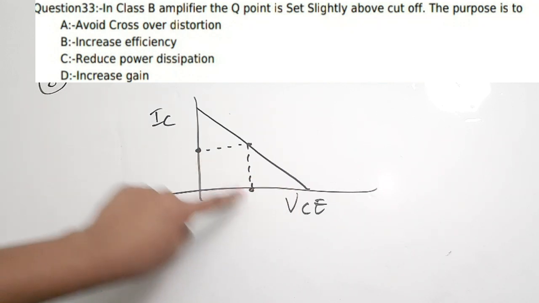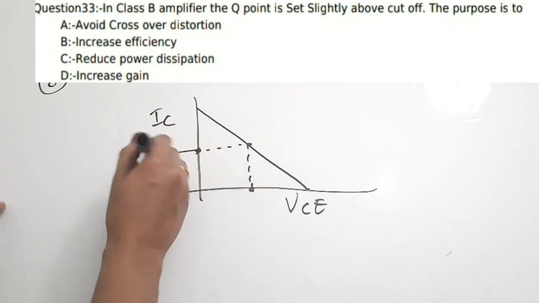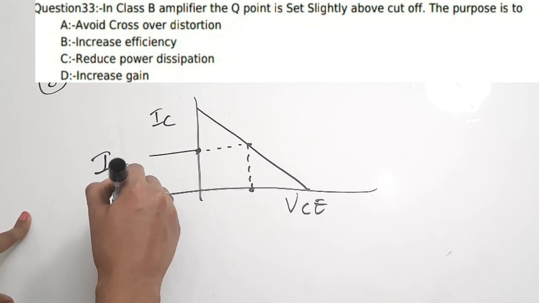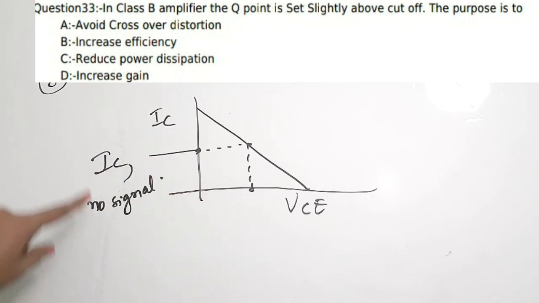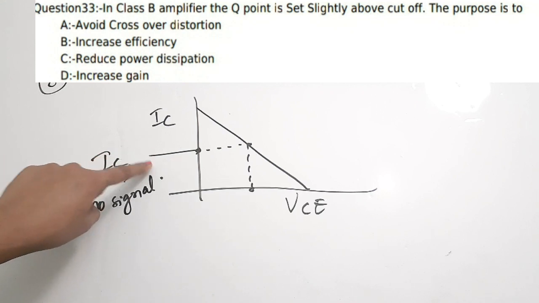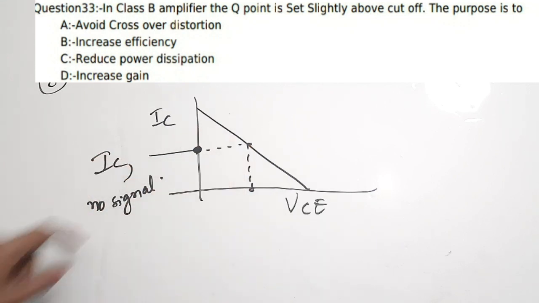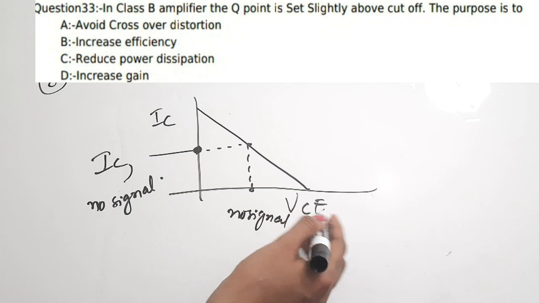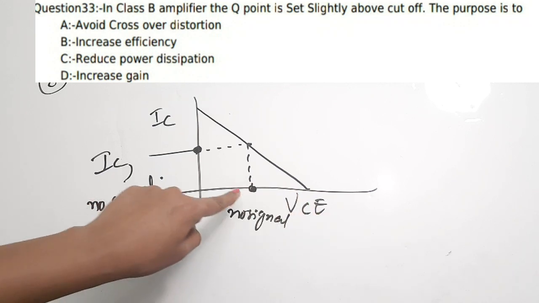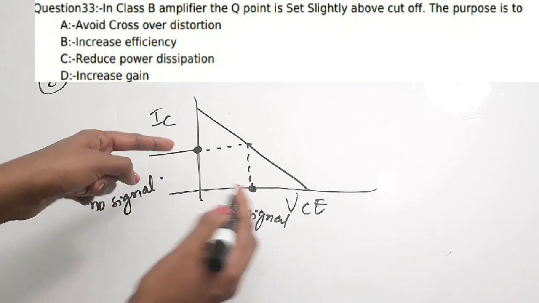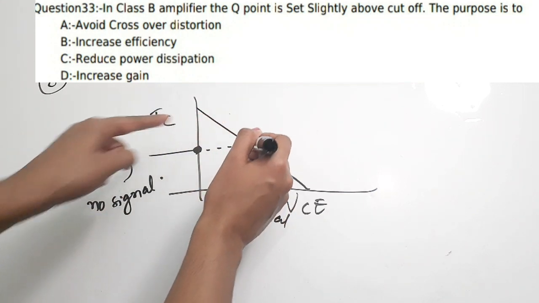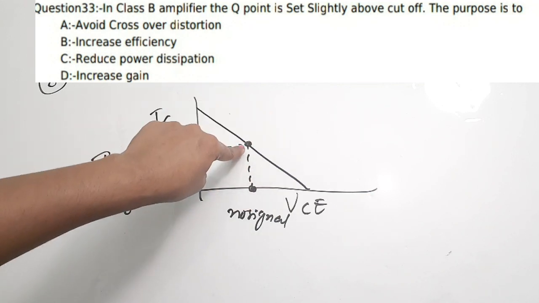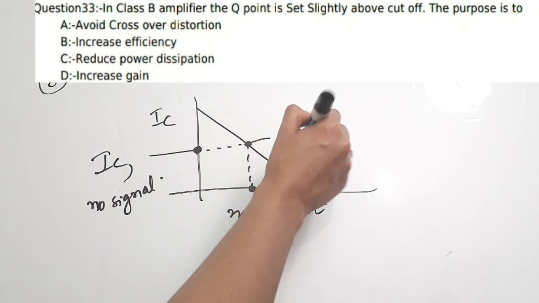And what are these 2 points? I'll tell you. This point is the value of collector current when no signal is given. No signal collector current. How much is it? We'll calculate, and we'll mark that point here on the IC axis. And also the no signal VCE, that is collector to emitter voltage, we'll calculate and find that point on this VCE axis. Then we extend these points towards the load line, and the point where these two lines intersect on the load line is called the Q point.